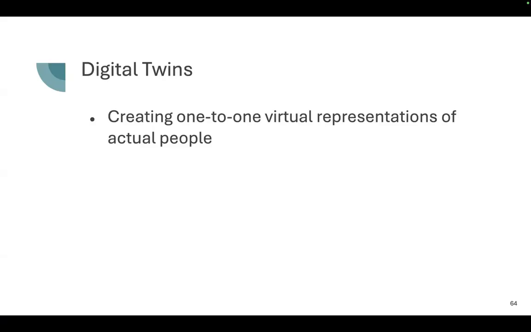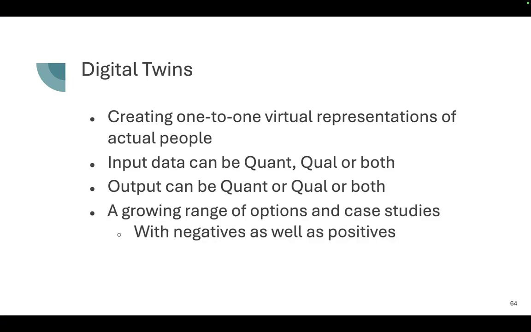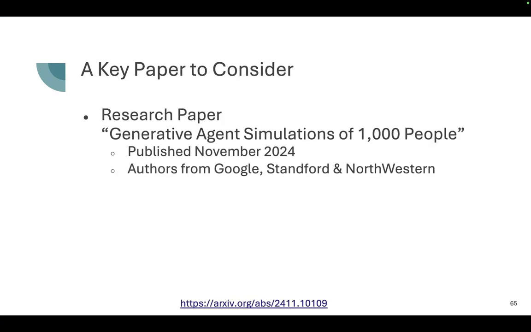Digital twins. So what we're doing here is we're creating one-to-one virtual representations of actual individual people. The input data can be quant, it can be qual, it can be both. The output data can be quant or qual or both. And there are a growing range of options and case studies, some very positive, some less so.